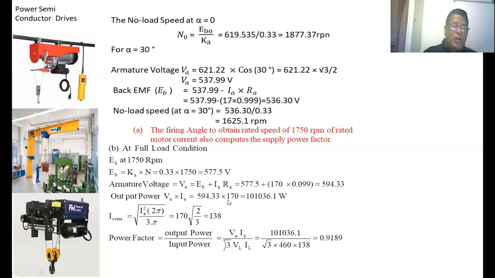Already we calculated the output power. Now we have to find out the input power. So this value divided by the root 3 VL IL input power. VL is nothing but a input line voltage. IL is nothing but a input line current. This is the input line current. The input line voltage is already given in the problem. Substitute all the values. We are getting the 0.9189 power factor lag.